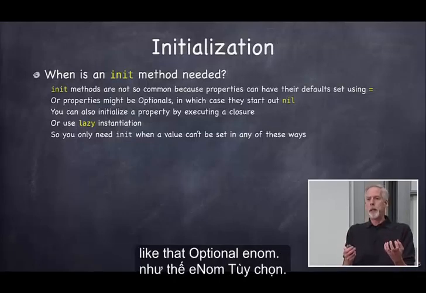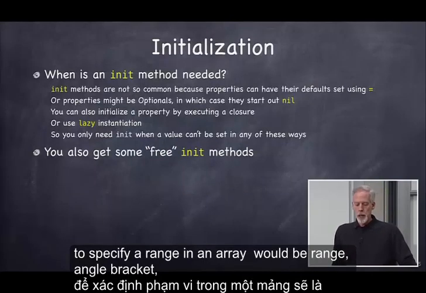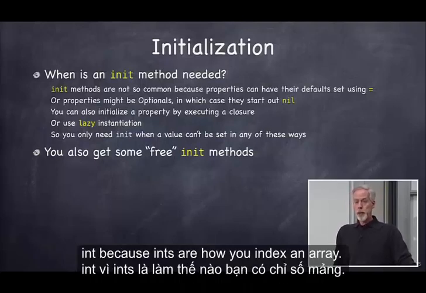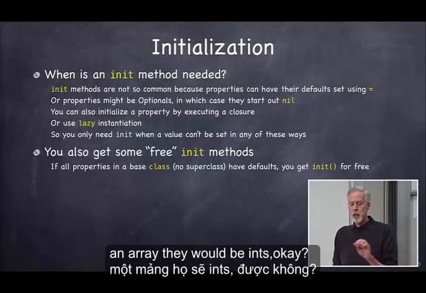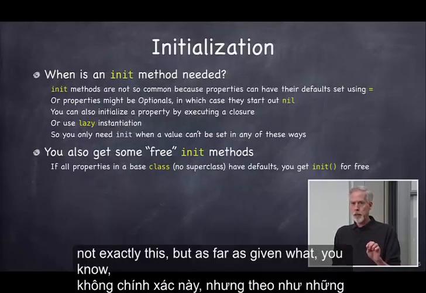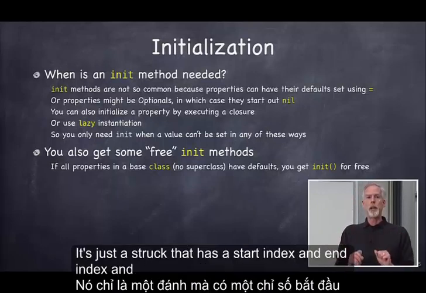how do we do init? Because init has some kind of interesting interdependencies. It's not as straightforward as you might think. Now, you get some free inits, inits that get done for you. One is that if all the properties in a base class, not something that has a superclass, like calculator brain, all have defaults, then you'll get an init with no arguments for free.